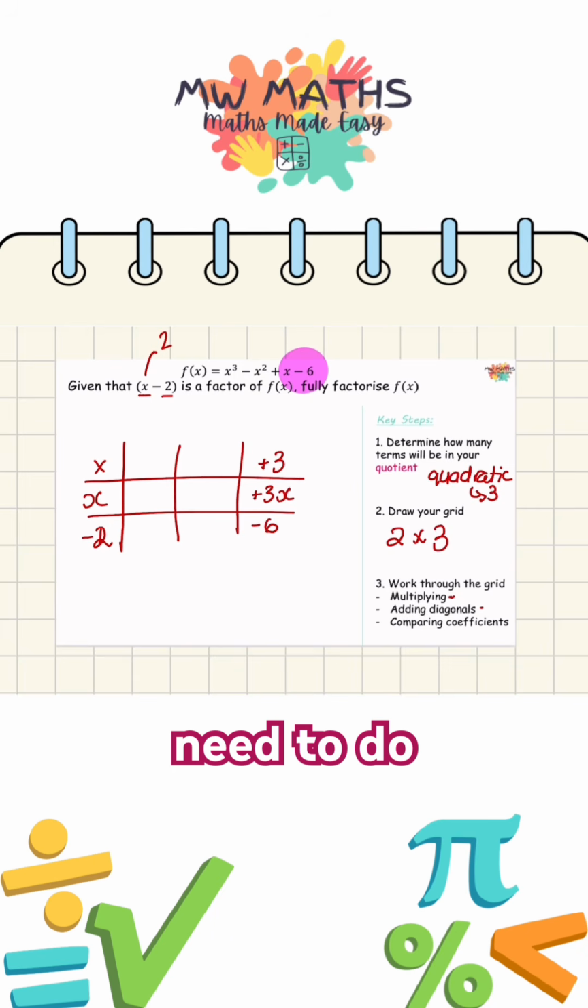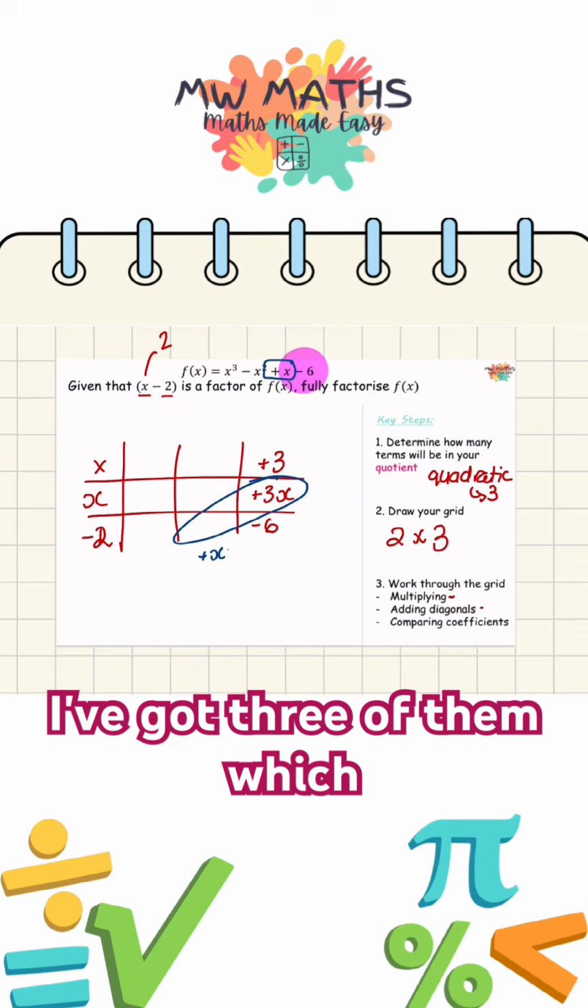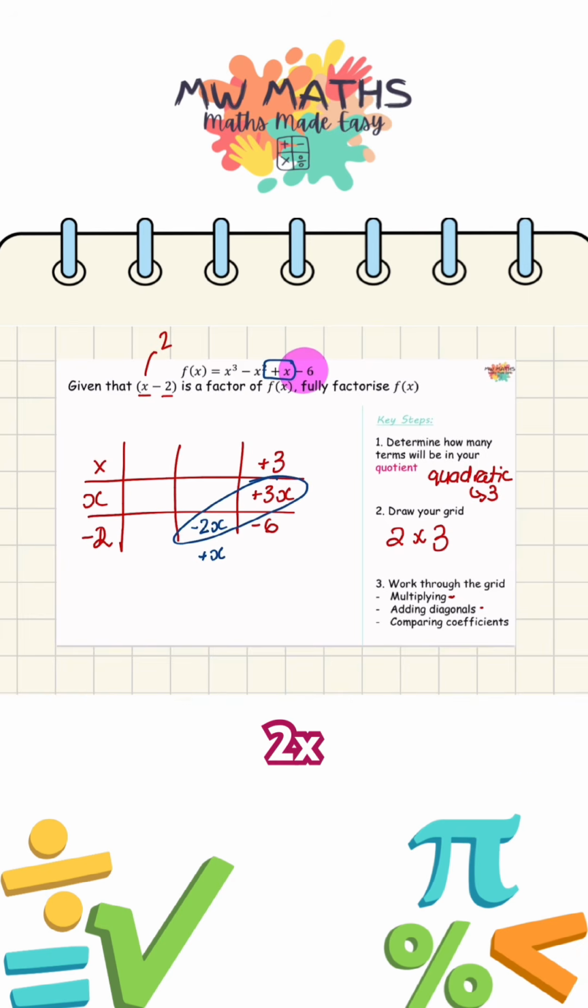Now I need to do a little bit of looking at diagonals. So for my x diagonal, I need it to be 1x. I've got 3 of them, which means it's too many. So I need to take away 2x. Right, figured out that box.